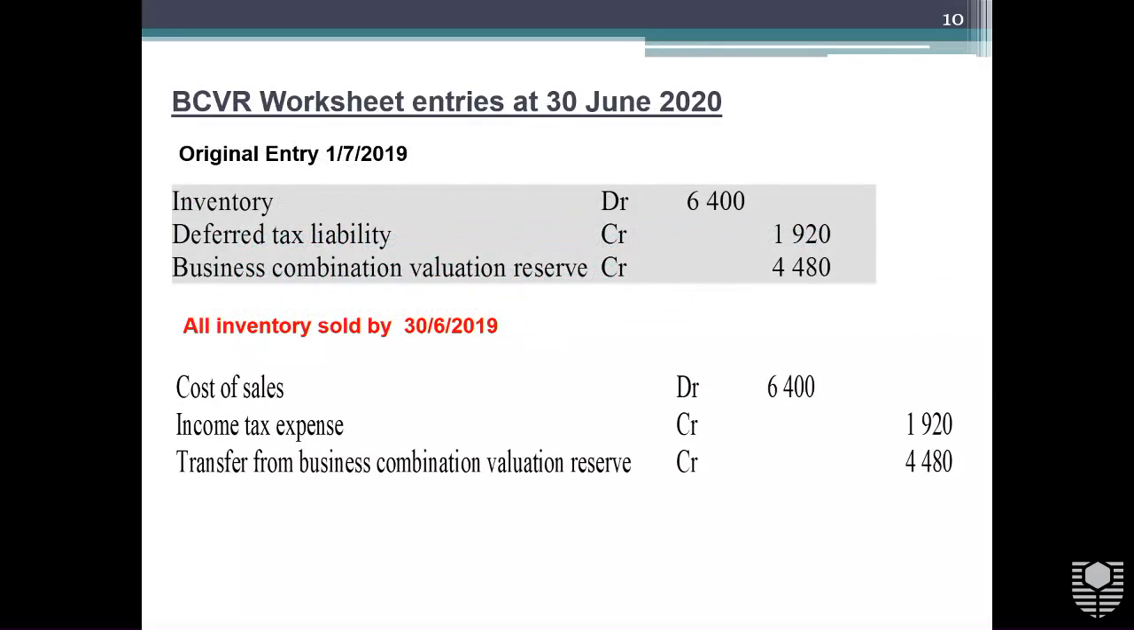All right, so if we have a look at our original entry, all the inventory is now sold. So this was the first entry that we did when we did our business combination valuation entry. Debit our inventory 6,400 because we needed to increase it to the fair value. The deferred tax liability of that was 30%. Our business combination 4,480. It's now sold. So our inventory account now, it's not in there, it's in the cost of sales. So we need to adjust that cost of sales by 6,400. Income tax expense 1,920, and we're going to use another clearing account called the transfer from a business combination valuation reserve.